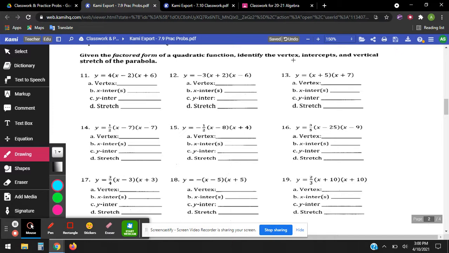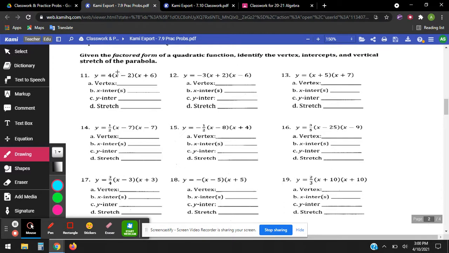Okay, next. Now let's go back to what we were doing in the lesson and work on finding the vertex, intercepts, all these key features with a factored form. So with the factored form, I was able to find my x-intercepts pretty easily first, because I want each factor to equal 0 to get my x-intercepts.